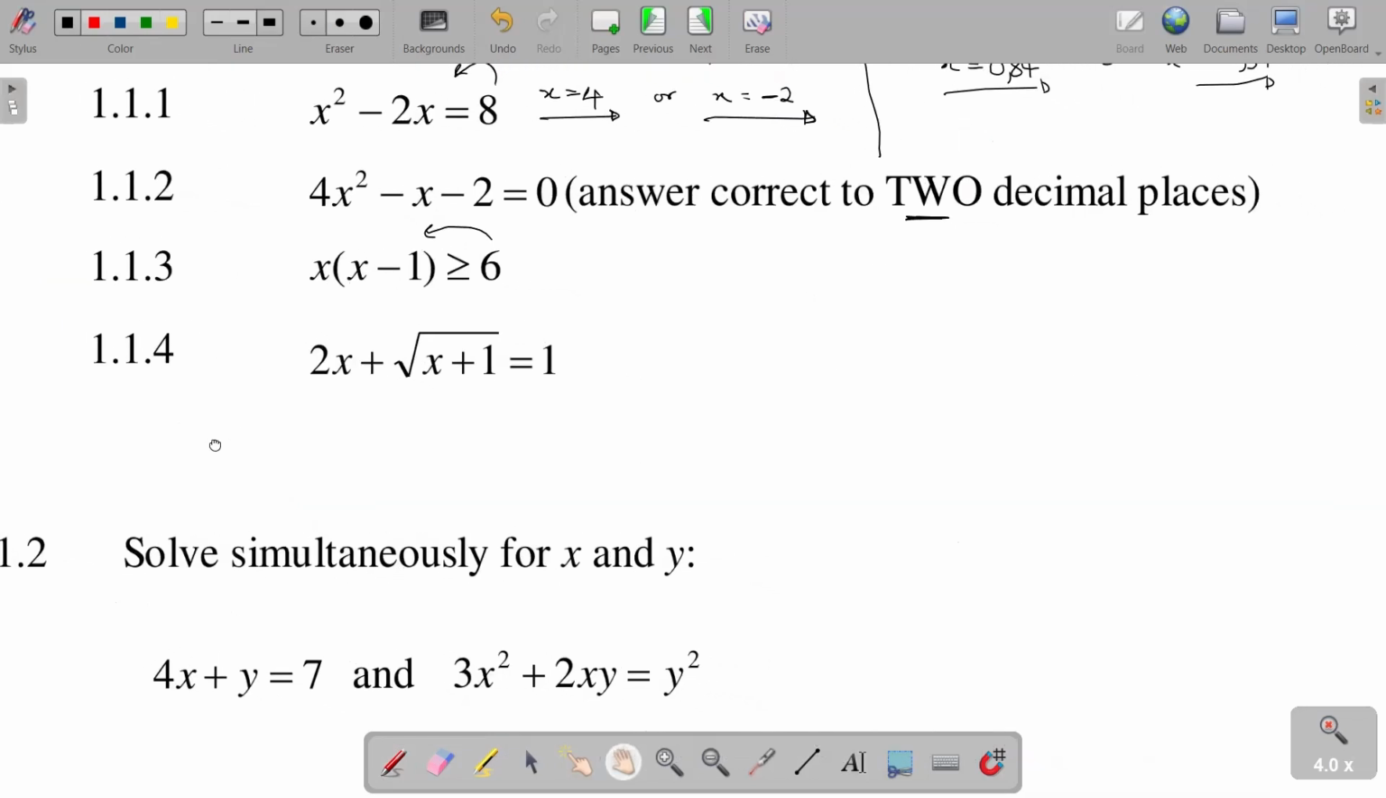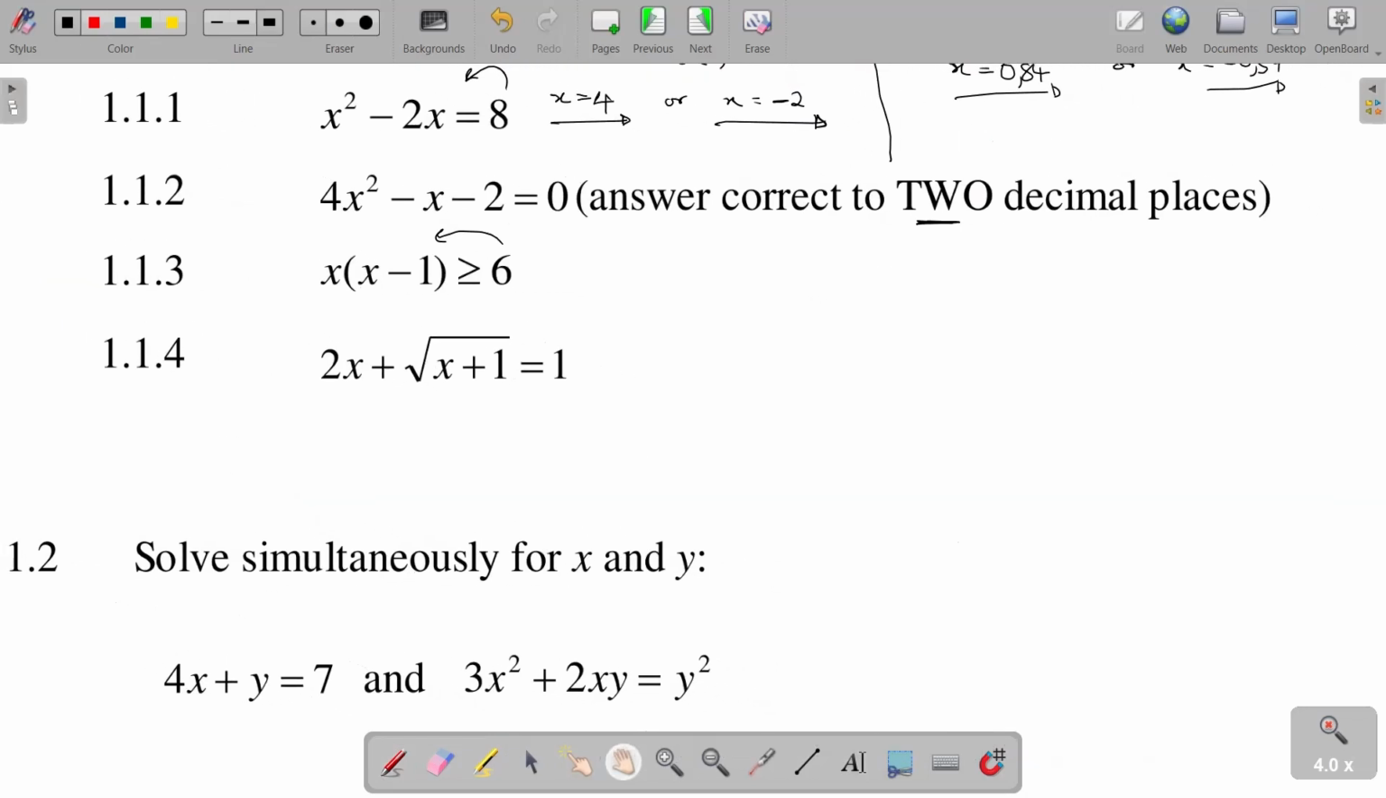1.1.4. Going to 1.1.4, it's equation with surd. So the first step is to make sure that the surd is on one side and the other terms are on the other side. So we are going to be left with the square root of x plus 1 being equal to 1. When we transpose the 2x there, it's going to be minus 2x. We have to remove the surd. So in this case, we are going to square both sides. So this and the square root will be left with x plus 1.